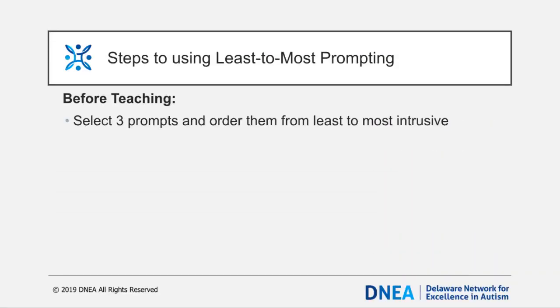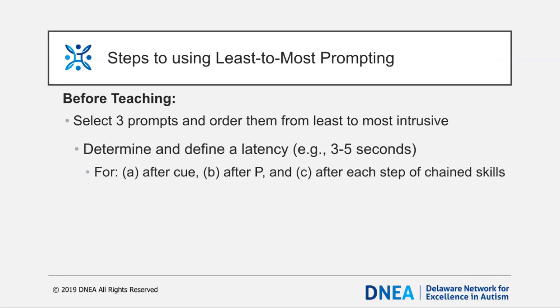Before teaching, you will want to select your 3 prompts and sequence them from least to most intrusive. You will also want to determine and define a latency. That is, how long you will wait for the individual to respond after you deliver the cue, after you deliver a prompt, and between each step of the chain skill. The latency is usually between 3 to 5 seconds.